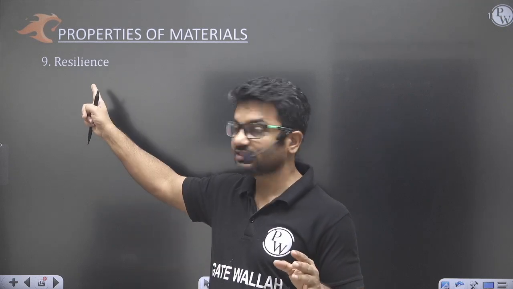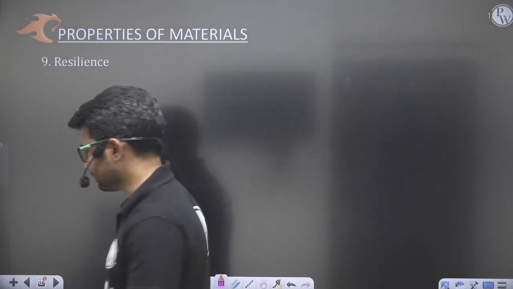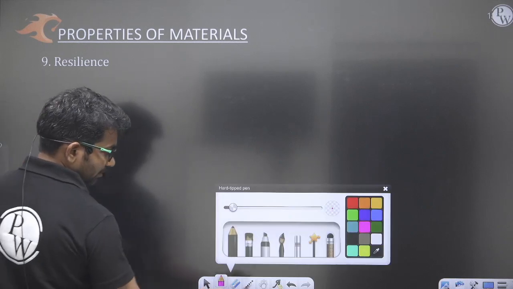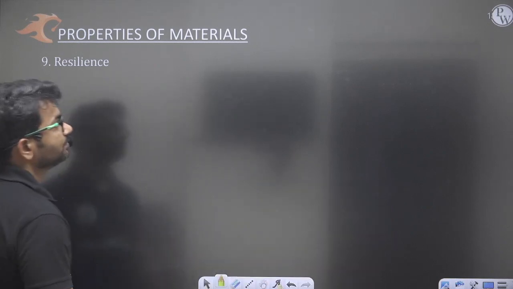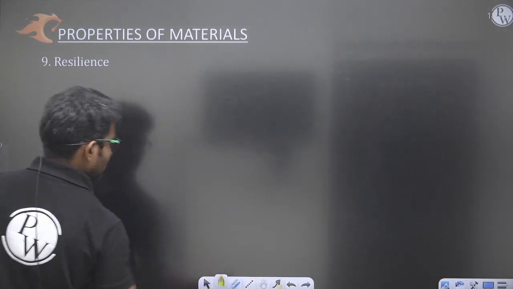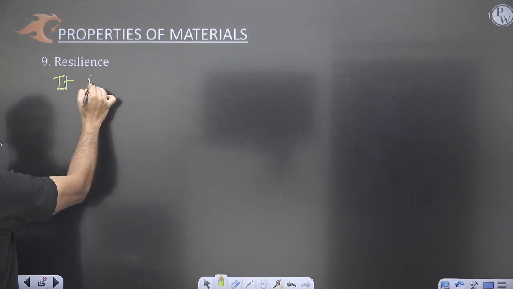And resilience will happen only when we stress the material within the elastic limit. If we stress the material within the elastic limit, then only the strain energy stored will be called resilience. Otherwise, it will go beyond the elastic limit, then we cannot recover that strain energy, right? So it will not be called resilience. Okay. So let us write down what is the meaning of resilience. Write down. It is the property of material.